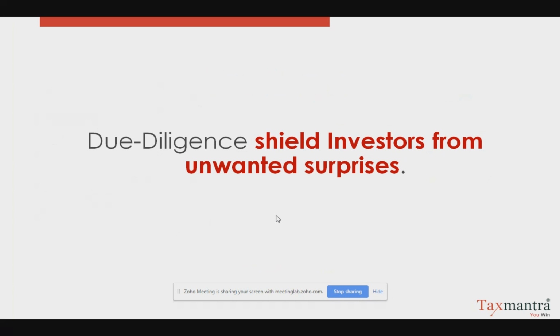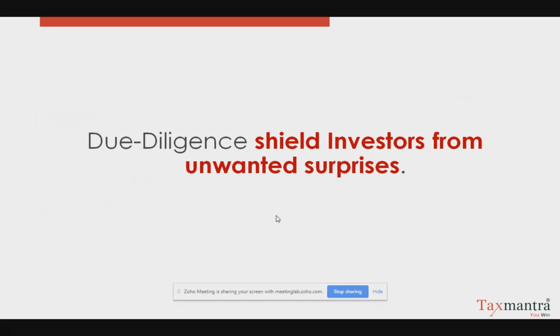Now it might happen that for the last 1 year the company has been performing very well and all the compliances are in place, but you never know what happened 3 years past. So when you go ahead with the due diligence, you scrutinize all the documents from the inception till the date the investors invest in the company. So it helps them to shield themselves from unwanted surprises.